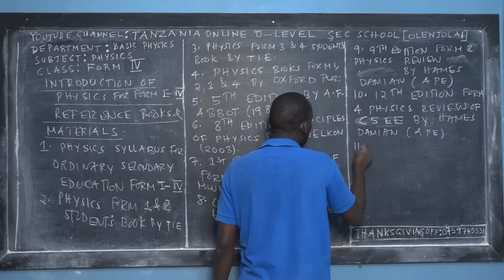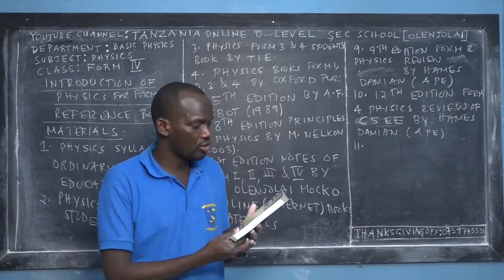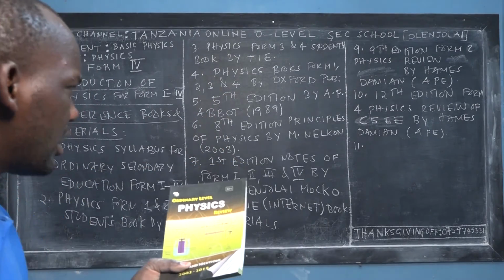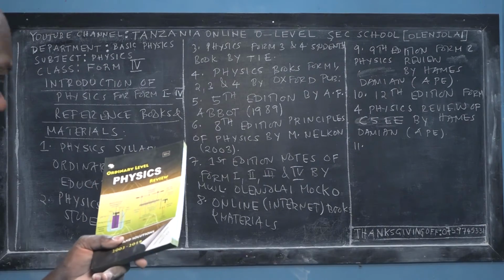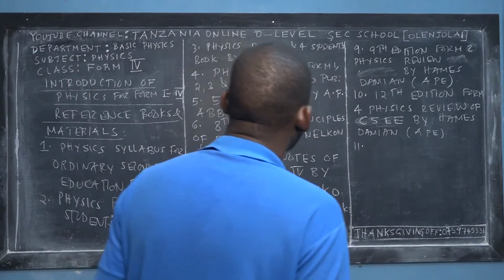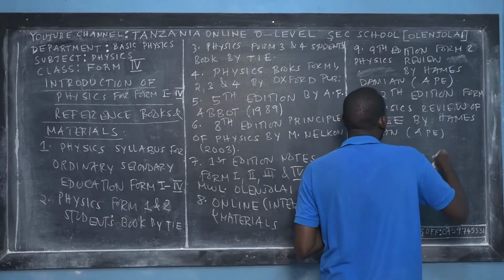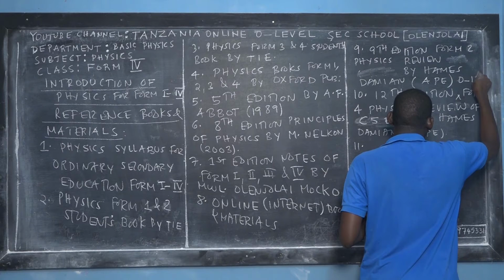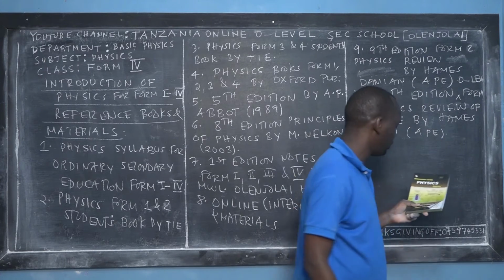So the 11th reference is the ordinary level physics review book. It's the 12 editions ordinary level physics review book. Ordinary level in abbreviation we call the O level. Form 4 review.